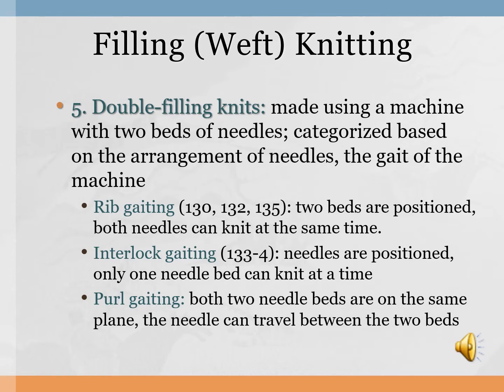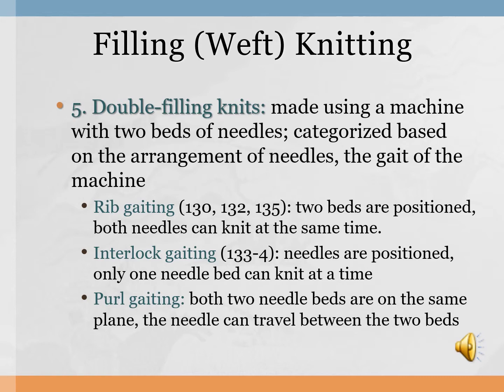rib gating is when the two beds are positioned such that both needles can knit at the same time. Interlock gating is when the needles are positioned such that only one needle bed can knit at a time. And then purl gating is when both of the needle beds are on the same plane, and then the needle can travel between the two beds. So just to give you some fabric examples here, rib gating, examples of that is 130, 132, and 135.